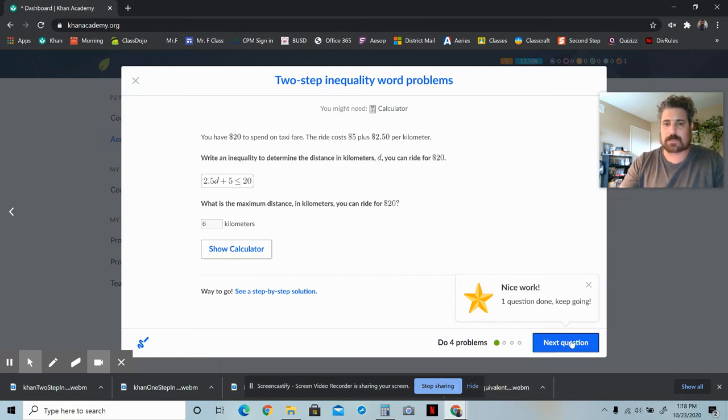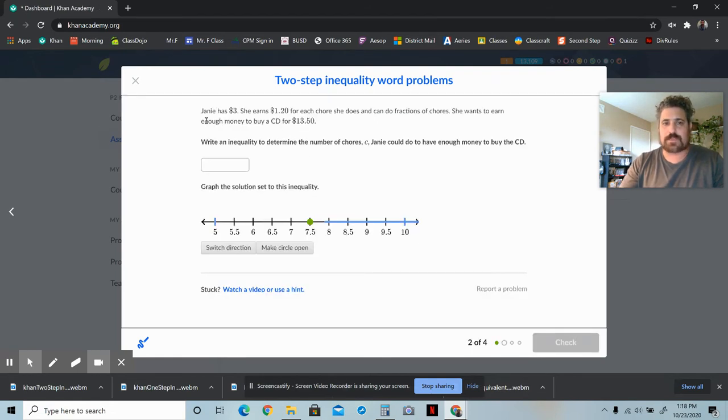All right, so let's do the next one. Janie has $3. She earns $1.20 for each chore she does and can do fractions of chores. She wants to earn enough money to buy a CD for $13.50. Write an inequality to determine the number of chores, C, that Janie could do to have enough money to buy the CD. All right, well, which of these things is attached to C?